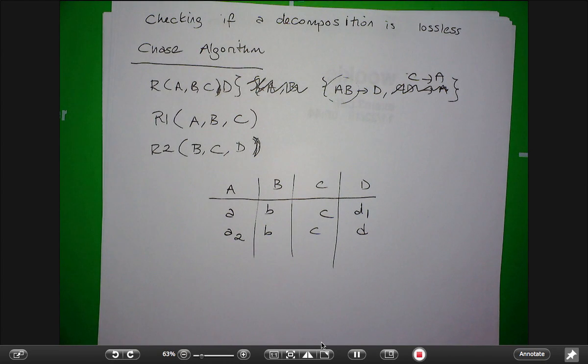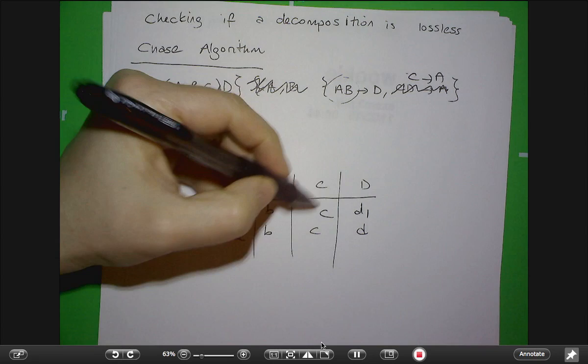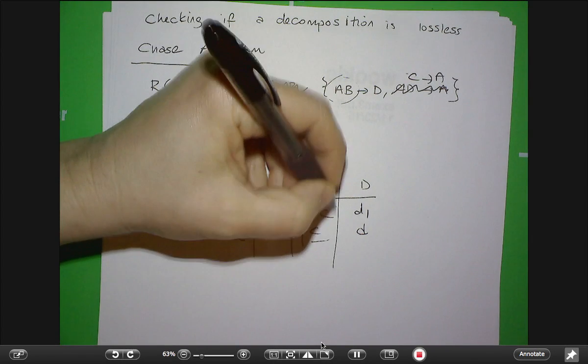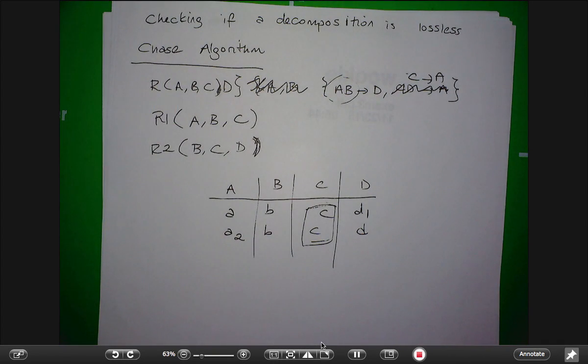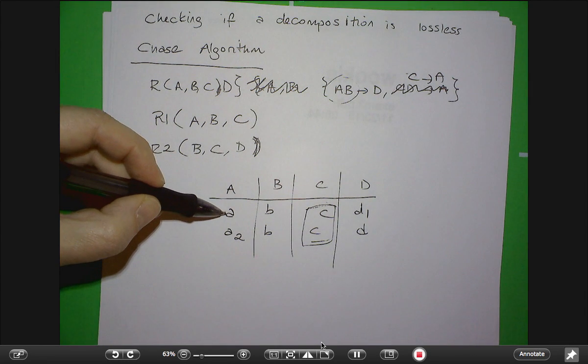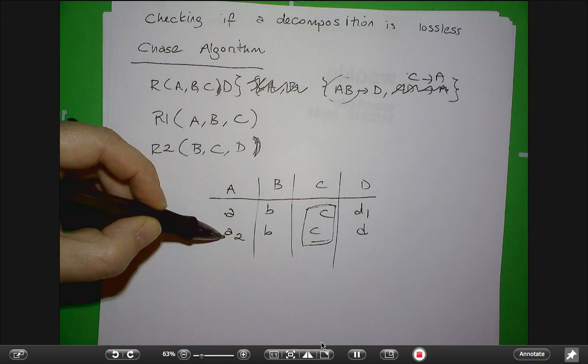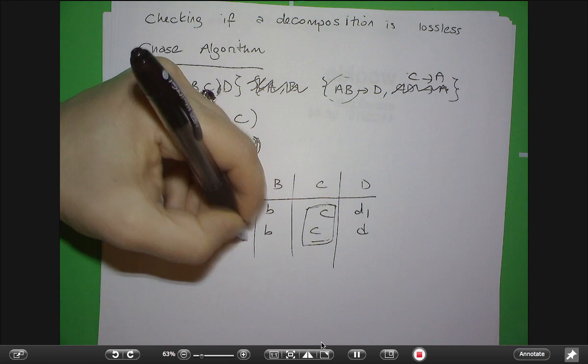That's not the case. The other one says if you have the same C values, then you can recover the A value. I actually have two tuples with the same C value, so I can find a tuple with the same C value from the two relations, take this known value, and copy it here. So I can replace this one with A.